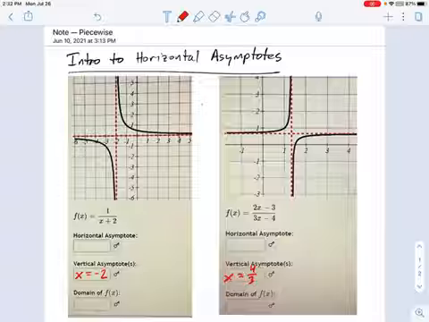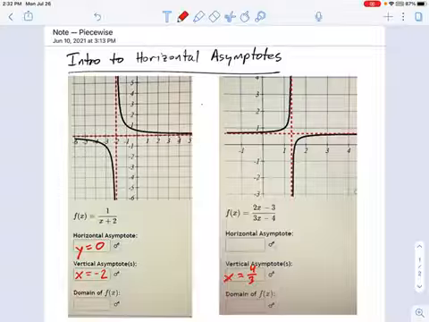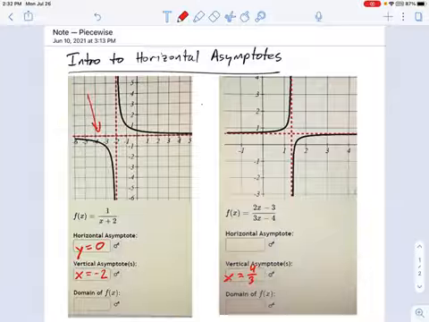When the power of x is stronger on the bottom, the horizontal asymptote is just y equals 0. That's it. There's no calculation involved. And you can see that right here on the graph, right? You have a horizontal asymptote running along the x-axis.